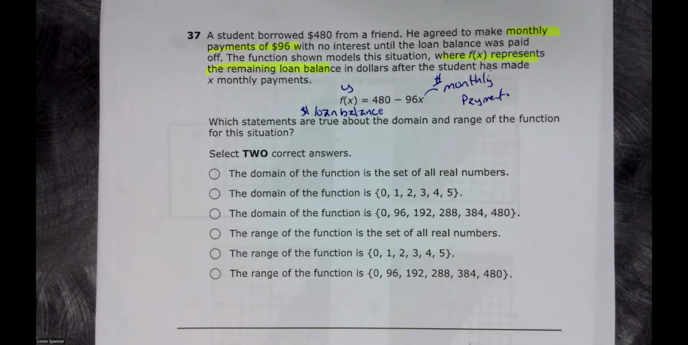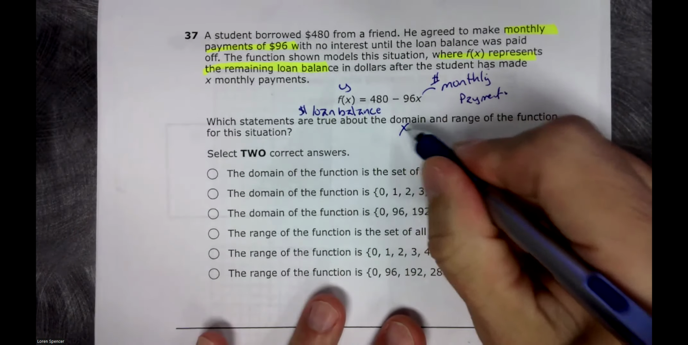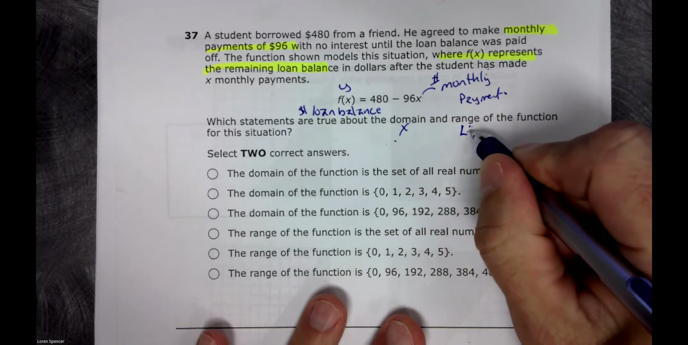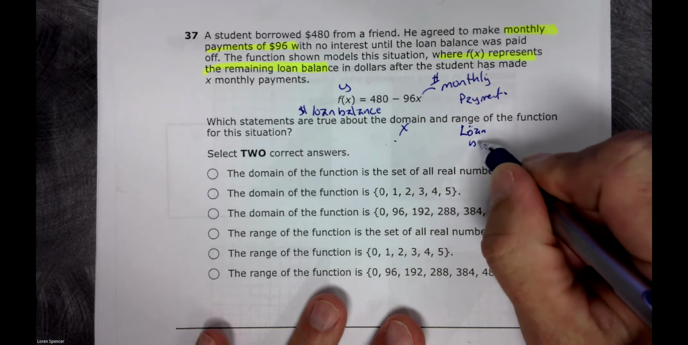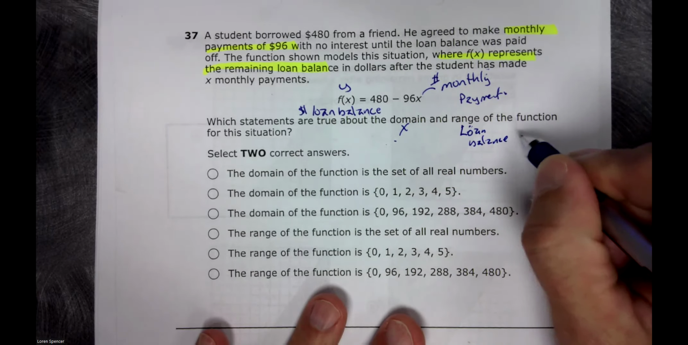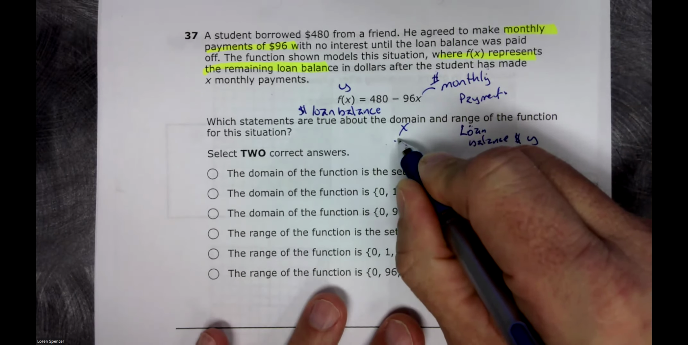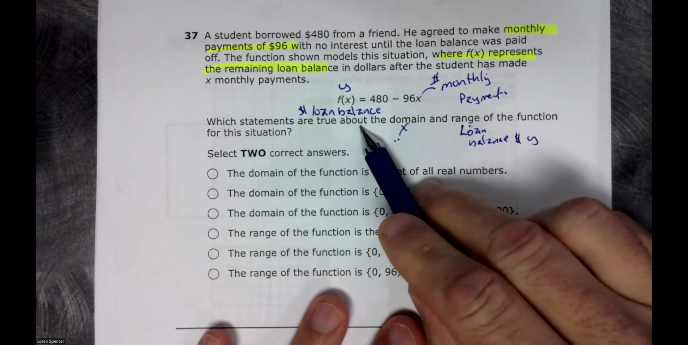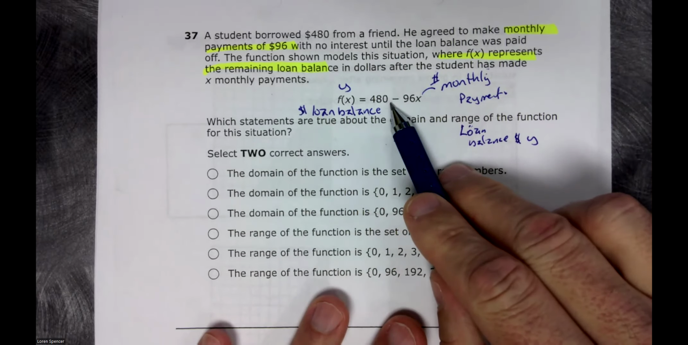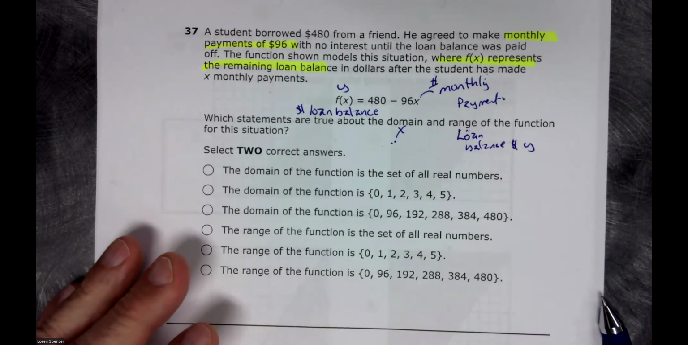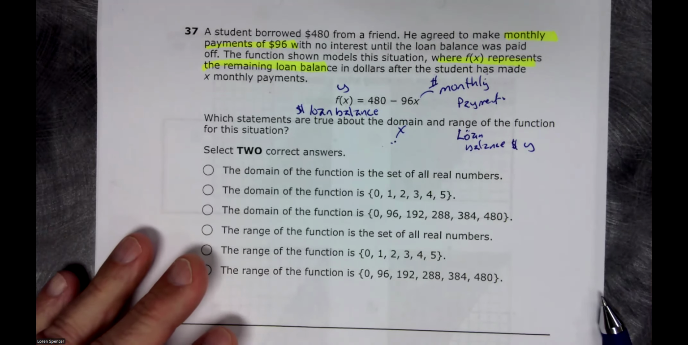So let's look at these questions that say, which statements are true about the domain and range? So which are true about the x, the number of monthly payments, and range is the loan balance. So this is the dollars, and this is y, and this is the number of payments, which is x. So I would suggest let's plug this into Desmos and see what we can figure out. So sharing with Desmos.